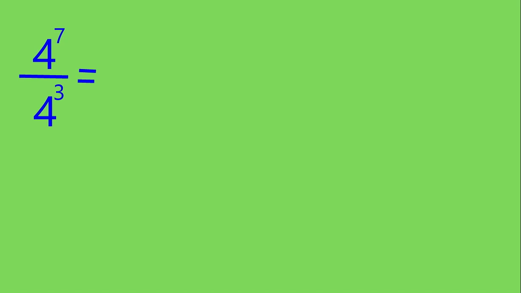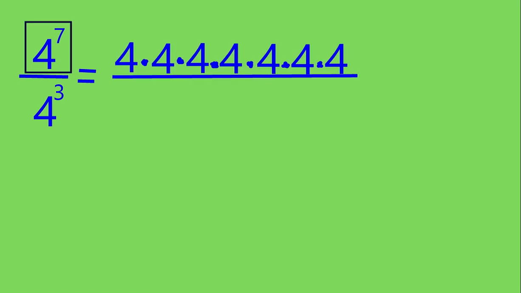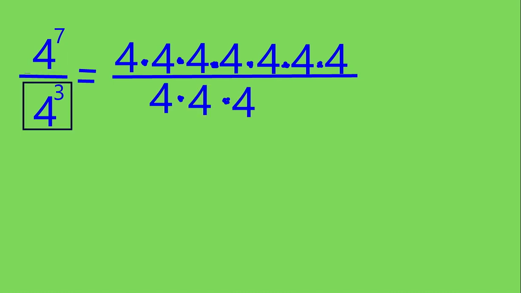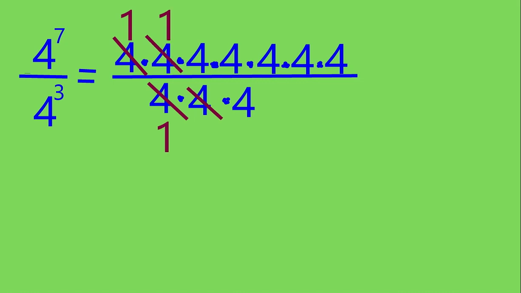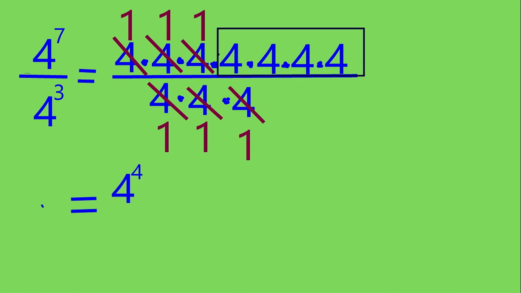We have 4 raised to the power of 7, which means 4 times itself 7 times. For the denominator, we have 4 raised to the power of 3, which means 4 is being multiplied by itself 3 times. We now need to cancel, starting from the top to the bottom. Now we are only left with 4 multiplying by itself 4 times. That's 4 raised to the power of 4.